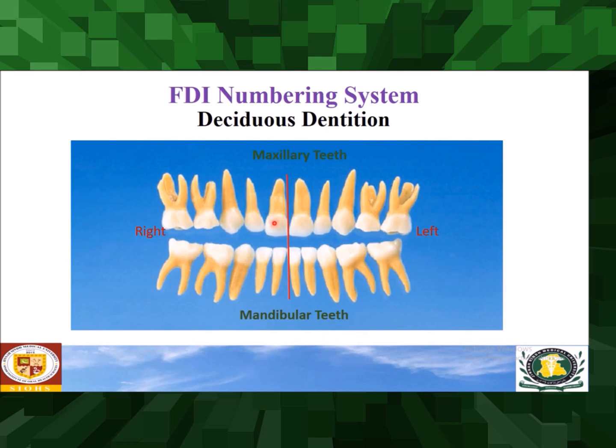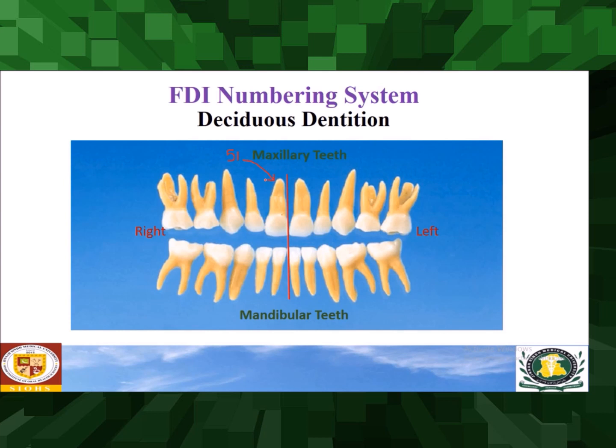Now this tooth is the maxillary right central incisor. In the FDI notation system, the maxillary right quadrant number is 5, and this central incisor is the first tooth. So it is referred to as 5-1.